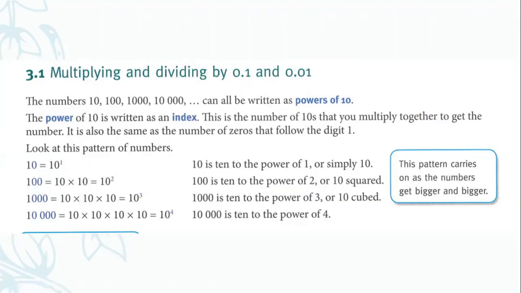Lesson 1, multiplying and dividing by 0.1 and 0.01. The numbers 10, 100, 1,000 and 10,000 are written as powers of 10. Like 10 power 2 is 100, 10 power 3 is 1000, 10 power 4 is 10,000.